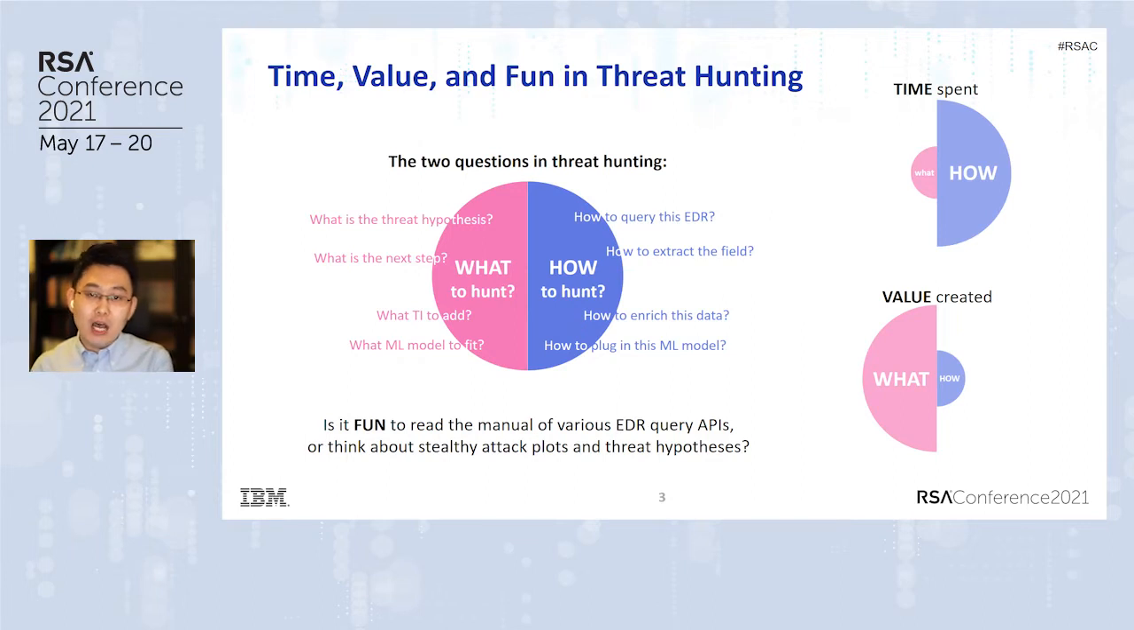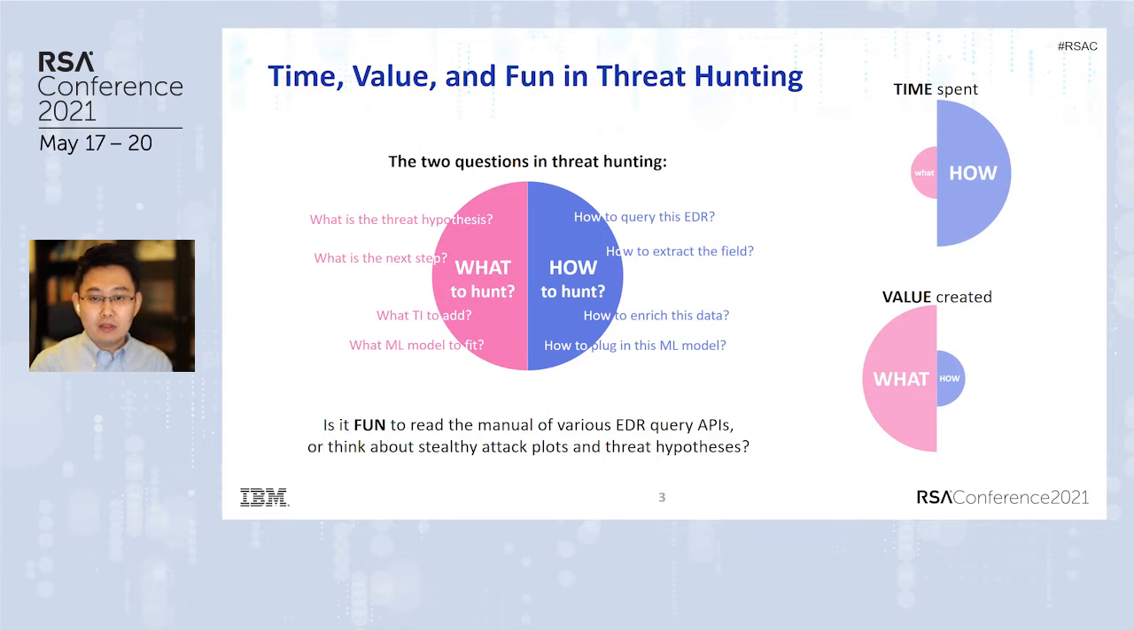We tend to spend more time on how to hunt, like how should I construct a query that I want to ask for this specific EDR solution, or how should I interpret the query results and extract the field that I need, or how to connect multiple observations by reading through manuals and API documentation for each tool and building custom scripts to chain them. But at the same time, we do know that the core value of threat hunting comes from what to hunt, like constructing and validating new threat hypotheses or discovering new insights using threat intelligence or machine learning models. Then the question is, how can we make threat hunting more fun and efficient?